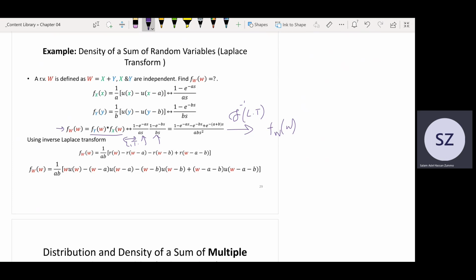Now, one way to find the convolution is to go to the transform domain. Taking the Laplace transform of fY will give you the moment generating function of Y. Taking the Laplace transform of fX will give you the moment generating function of X. Multiplying them, now you have a new function. This is the moment generating function of W. So taking the inverse Laplace transform will give you the PDF.